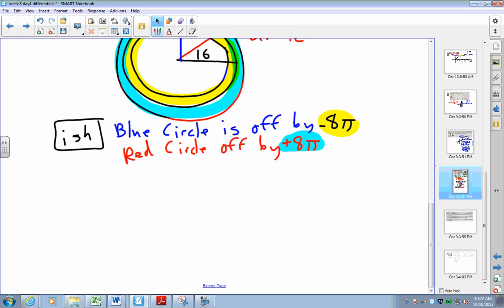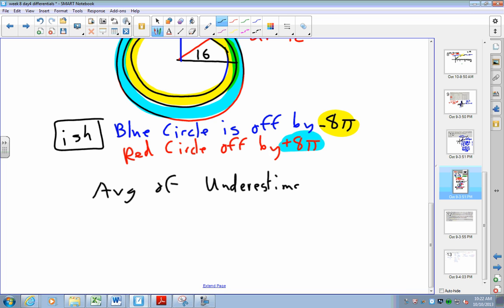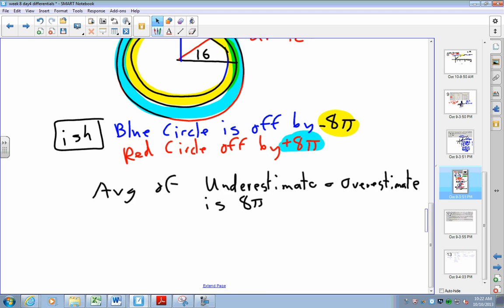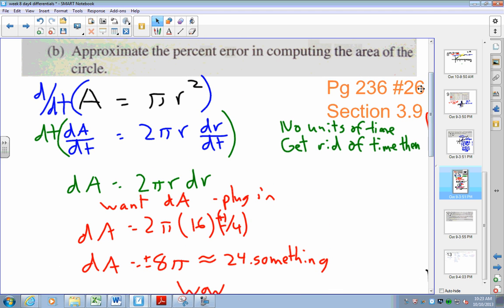And you could say this: the average of my underestimate and overestimate is 8 pi. Okay? So that's where it doesn't make sense. That line doesn't make any sense at all, the blue line. It doesn't. But the next line does make sense. That's where I kind of need you to accept it.